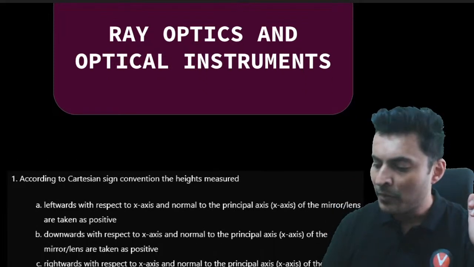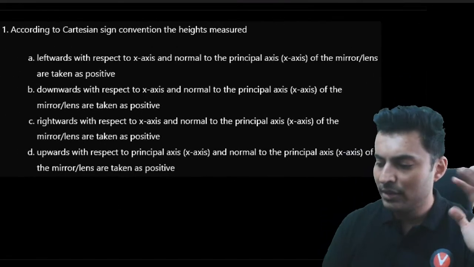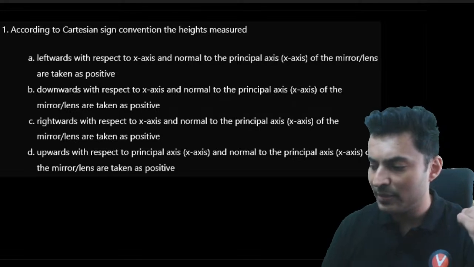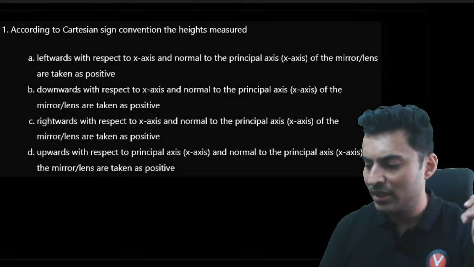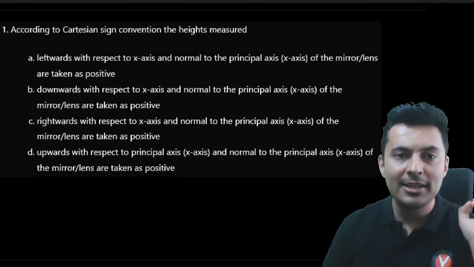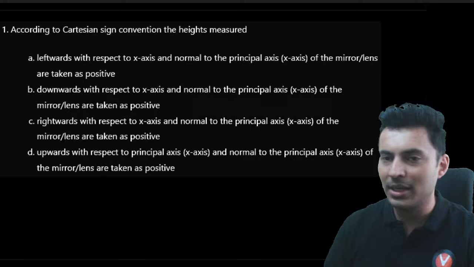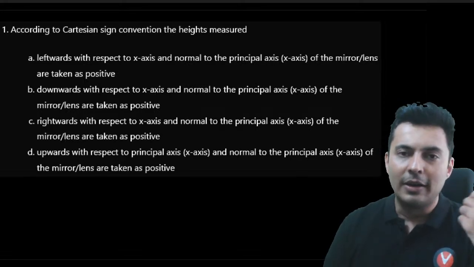Let's go. Okay. According to the sign convention, the height measured left with respect to x-axis normal to the principal axis is positive downwards, upwards, rightward. Check this out. Cartesian sign convention. What do you think? Sir, how are EM waves of different frequencies produced? Each has their own method. It's not like one single method is there.